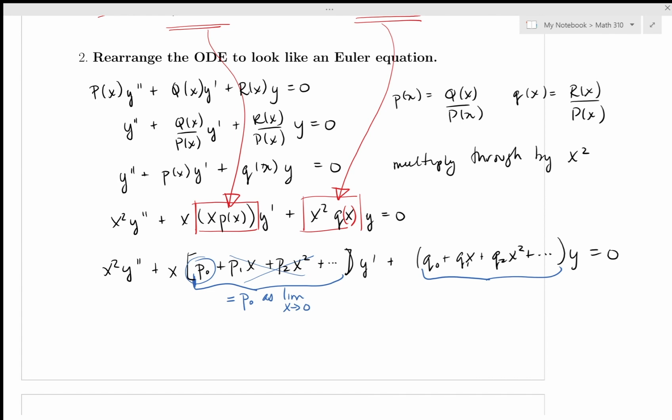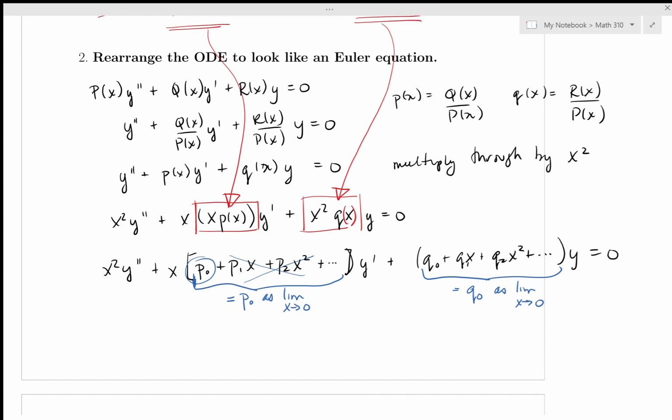The same thing happens here. This thing here is very, very close to being equal to q naught, and in fact it is q naught as the limit as x goes to 0. So we are considering our solution in a neighborhood of the regular singular point, which is at 0.